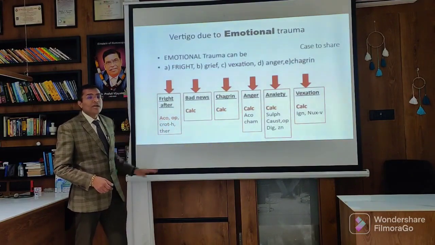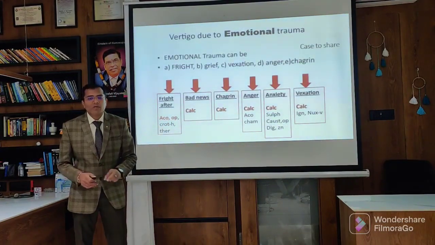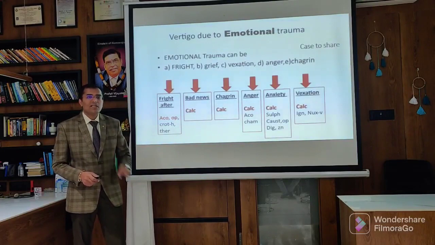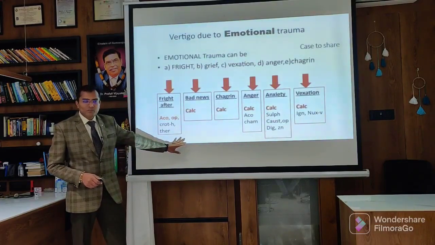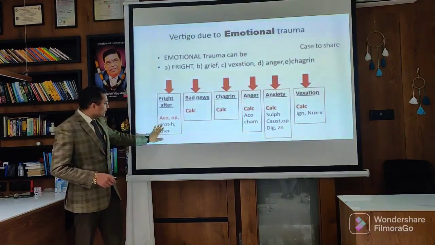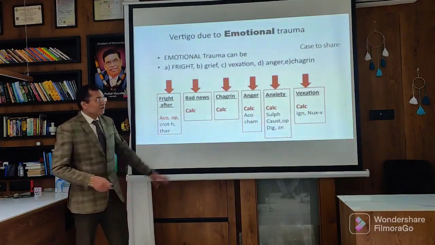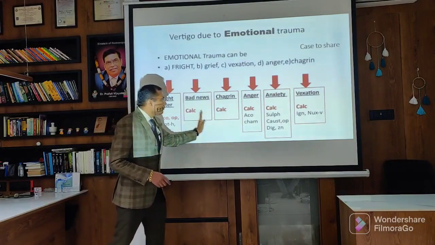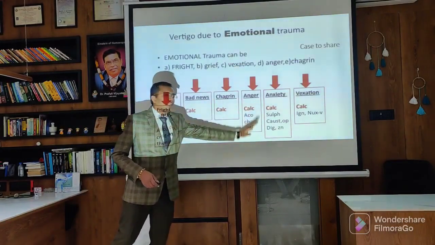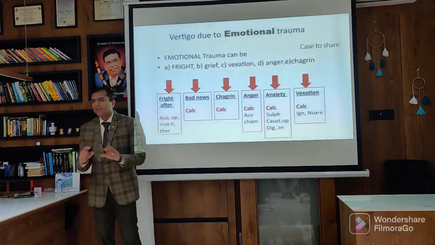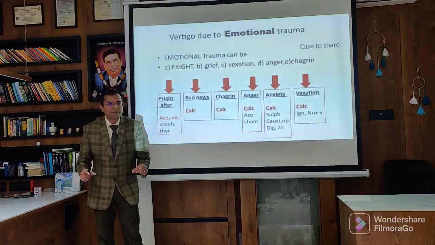Okay, so when you find fright or fear remains, we have only two remedies that help to understand. It was aconite and opium, very easy. It was crotalus horridus and theridion. After fright, the vertigo is happening. But when you find bad news, chagrin, anger, anxiety, vexations, the only remedy I prescribe is calcarea carb.